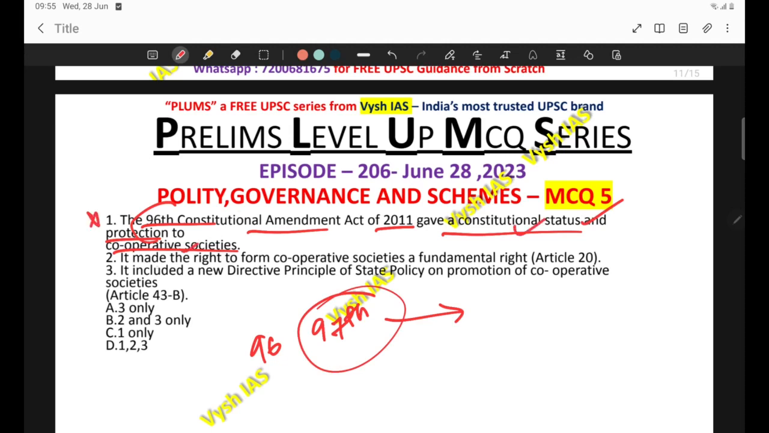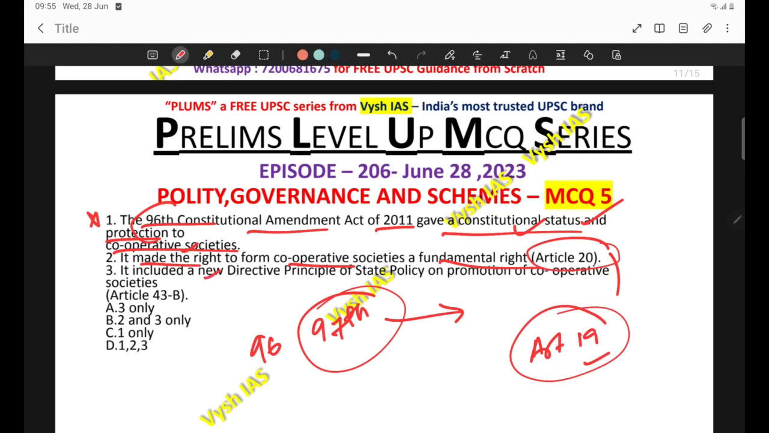Now come to the next. It made the right to form cooperative societies a fundamental right under Article 20. No, it was made a fundamental right, but not under Article 20. It was under Article 19. So cooperative societies as a fundamental right comes under the purview of Article 19.